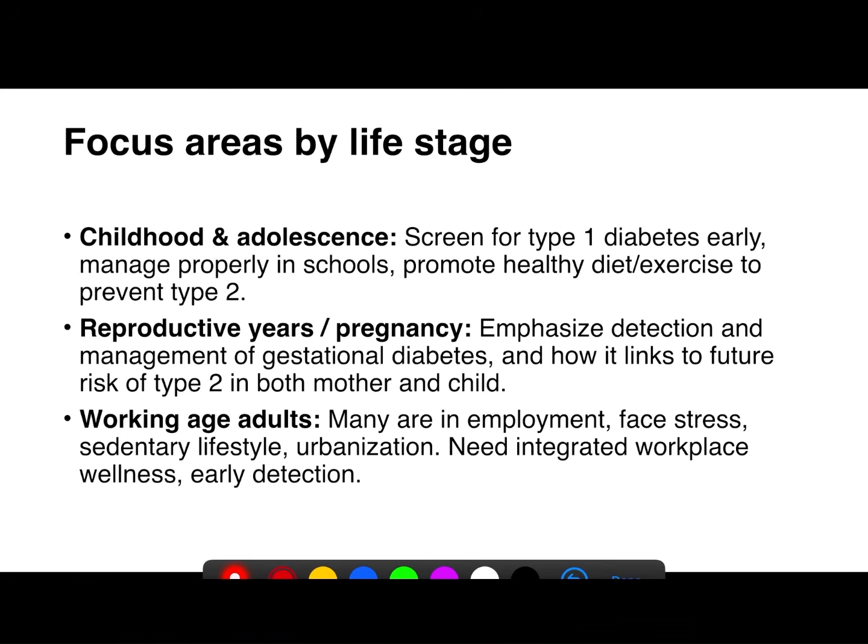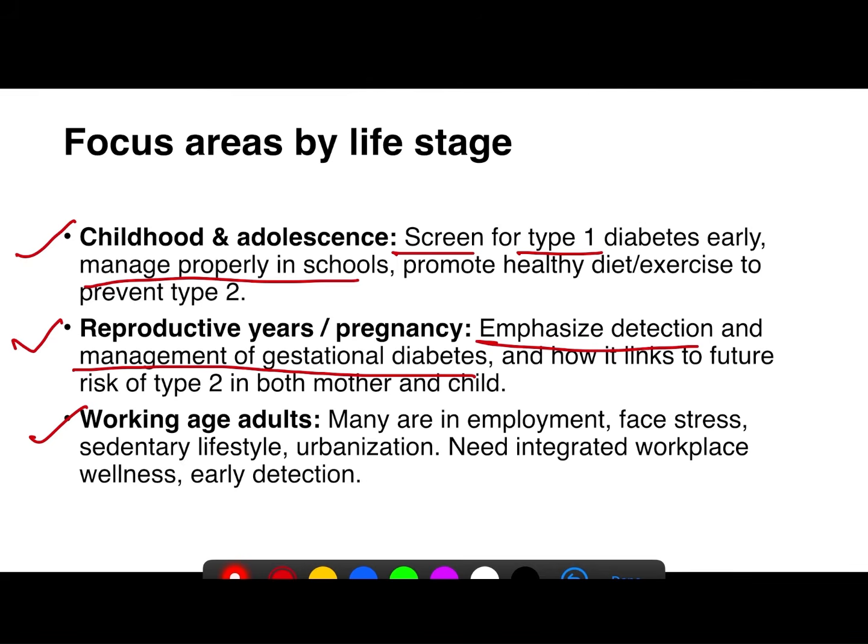How can we focus on the different life stages? In childhood and adolescence, we can have screening for type 1 diabetes and manage it properly in school, and promote healthy diet and exercise to prevent type 2 diabetes. In the reproductive years or during pregnancy, there should be emphasis on the detection and management of gestational diabetes.